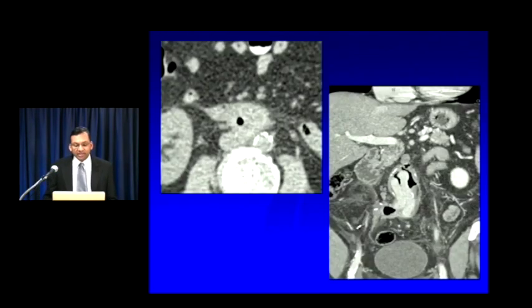Notice in both of these instances there is abnormal gas located within the aortic lumen. These patients have had prior aortic intervention. These patients both had aortoenteric fistulas.